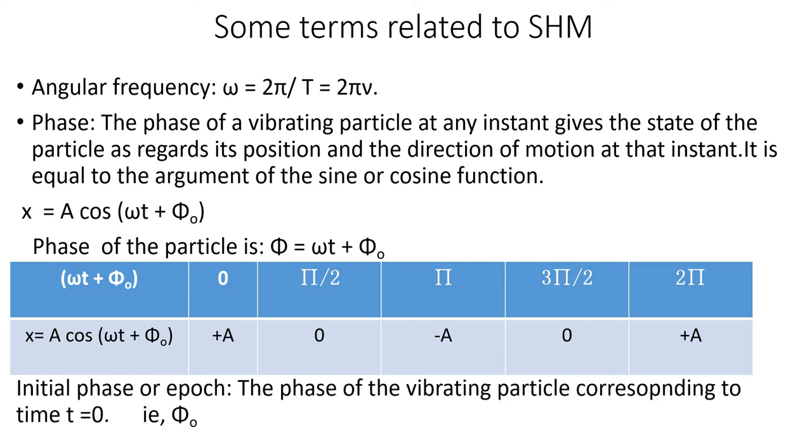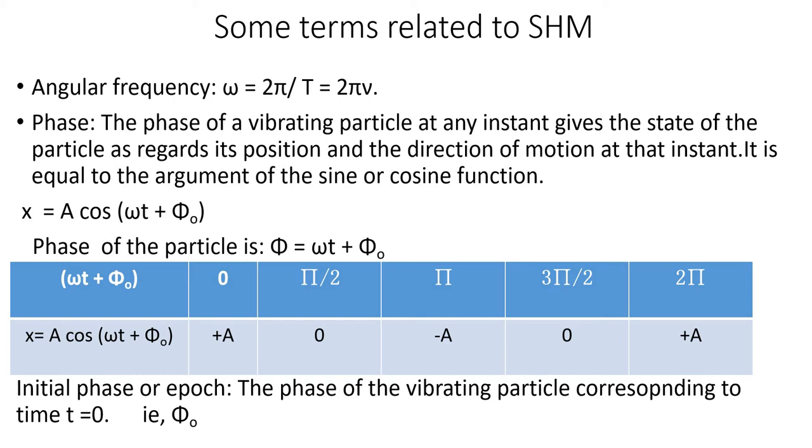And next one is initial phase or epoch. The phase of the vibrating particle corresponding to the time t equal to 0. At t equal to 0, what is the angle? That is known as initial phase. In this case, omega t plus phi 0 is the phase. So at t equal to 0, omega t will be 0, so only phi 0 will be there. So initial phase is given by phi 0.